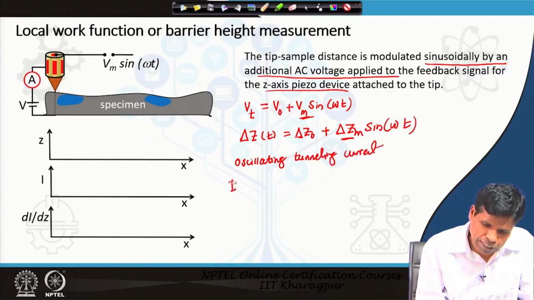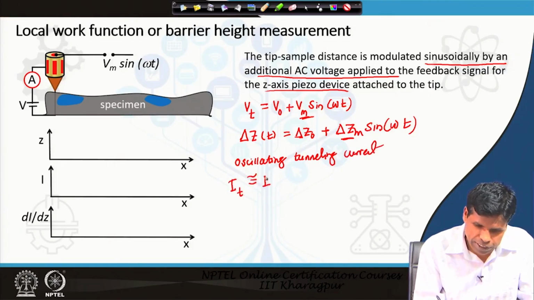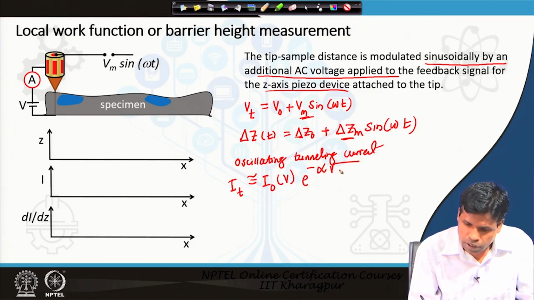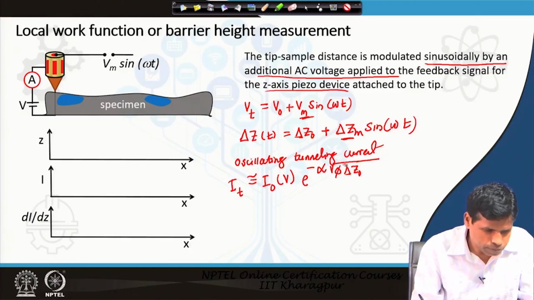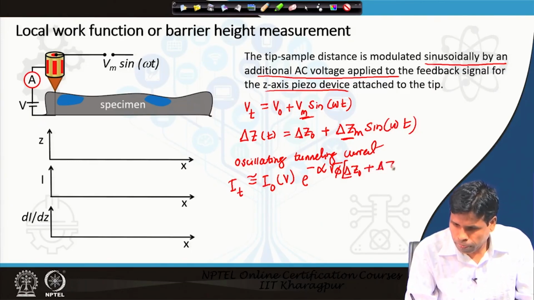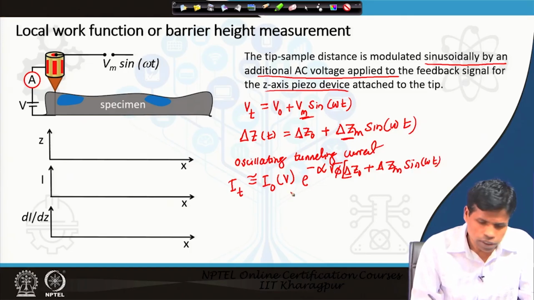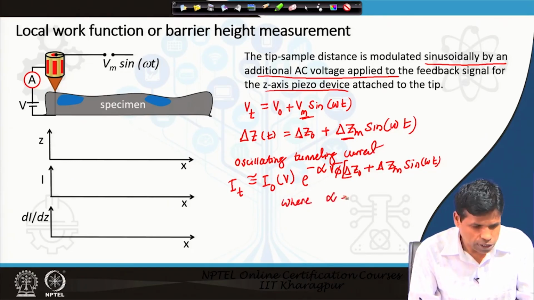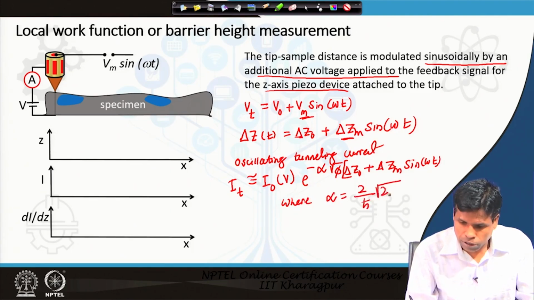which can be written as It, which is equivalent to I0 V e to the power minus alpha root phi, del z0 plus del zm sin omega t, where alpha is nothing but 2 over h cross root of 2m.